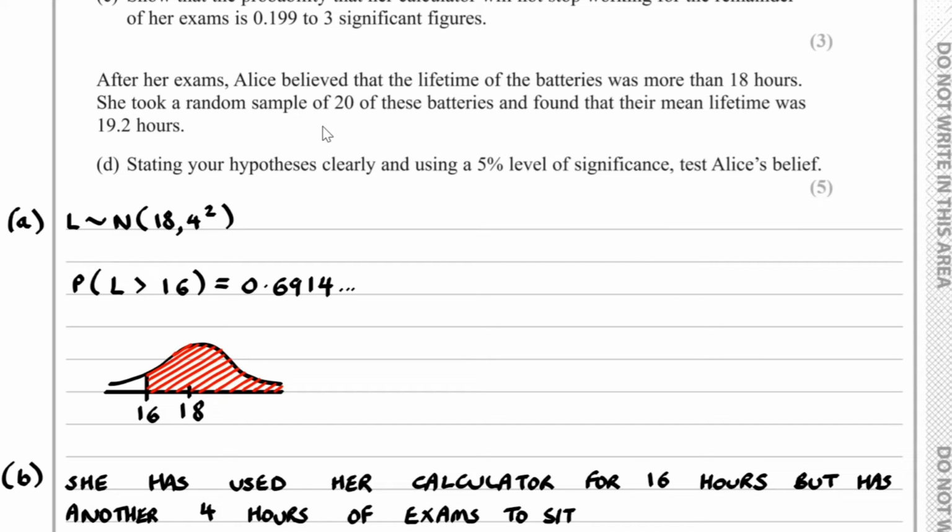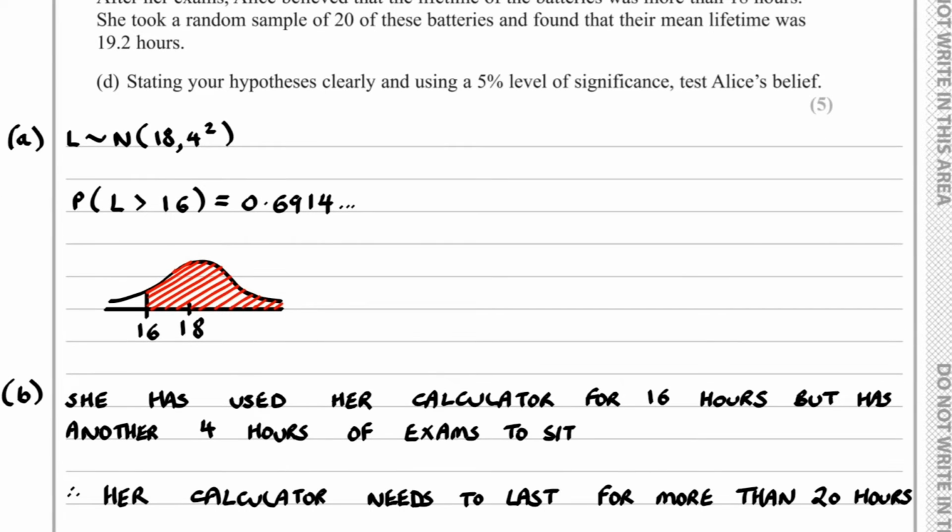Now for part D, after her exams, Alice believed that the lifetime of the batteries was more than 18 hours. She took a random sample of 20 of these batteries and found that their mean lifetime was 19.2 hours. Stating your hypothesis clearly and using a 5% level of significance, you have to test Alice's belief. Well, here we can see that the mean has increased when she took her sample, and because we have a sample over here, we need to consider the sample mean.